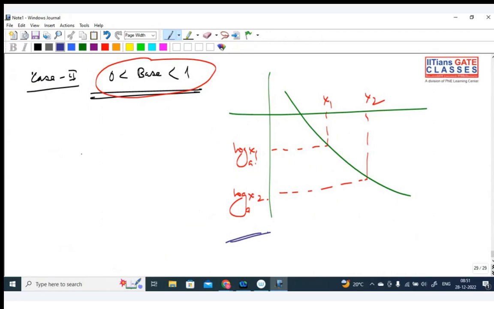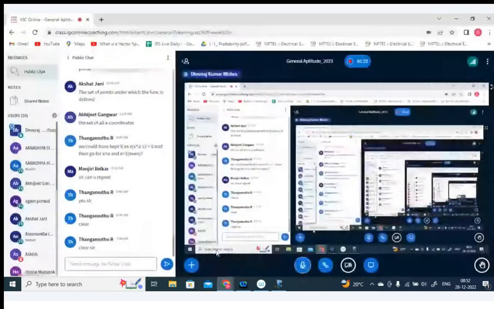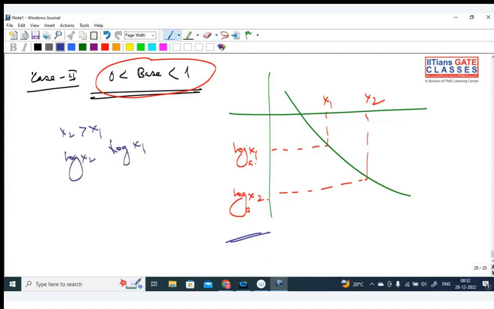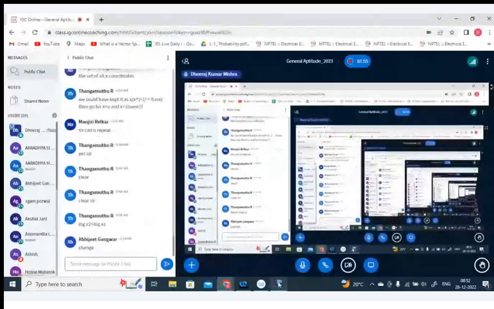So in this case, suppose x1 is greater than x2. Whenever you take the log of x1 and log of x2, will the inequality change or not? Can somebody tell me, will the inequality change in this case? What will be the inequality here? Sorry, suppose x2 is greater than x1, and you are taking log on both sides. Now tell me, what kind of inequality will be there? Yes, very good. So it will be this. So this is what I wanted to tell.